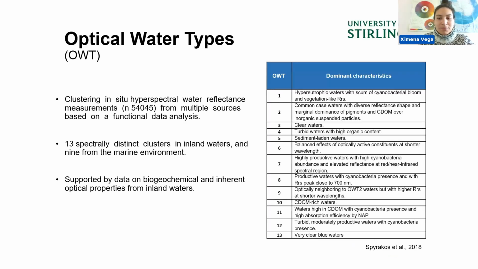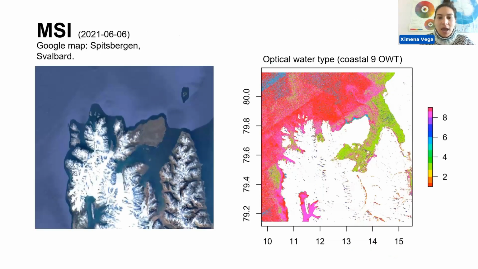Just to mention very, very quickly, these optical water types were based on this approach developed by my supervisor, Evangelos Spyrakos. He took reflectance measurements from multiple sources, both for inland and marine environments. And we used this approach to look at the distribution of organic components in the marine system. And what you're looking at right now is a Google map from Spitsbergen in Svalbard, and we applied this optical water type by Spyrakos.